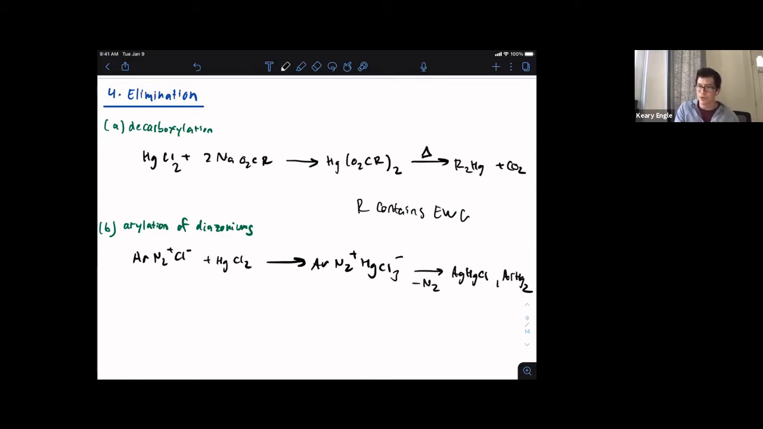So for example, mercury dichloride can undergo initial anion metathesis with a sodium carboxylate salt to generate a mercury dicarboxylate salt, which then under thermal conditions can extrude CO2 and generate a mono or di-organometallic, the di-organomercury species. And traditionally, this process has been found to work best with organic fragments that have some electron withdrawing group, for example, aryl substituents or fluorinated alkyl substituents.